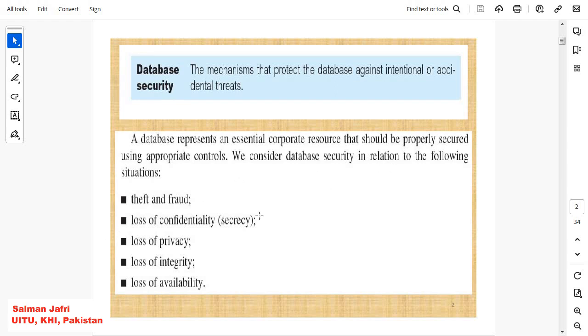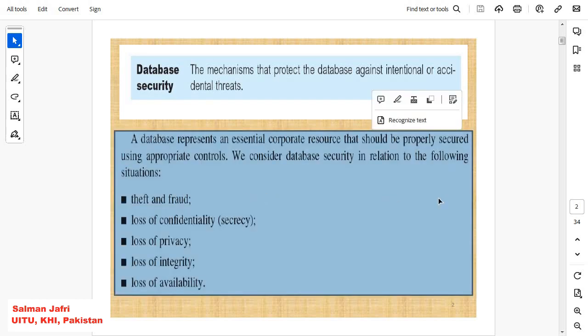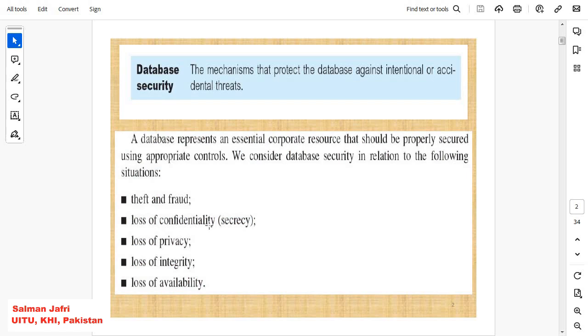And what are the types of damages we can have? We can have theft and fraud. Your information is stolen and used. Loss of confidentiality or secrecy: information that was meant to be confidential is lost, and people have access to that confidential information. So it's a great threat. Loss of privacy: your private data is exposed. Loss of integrity: your data has been modified, it has become bad, it has become inconsistent.